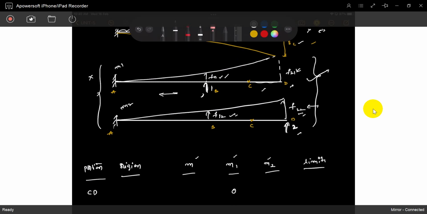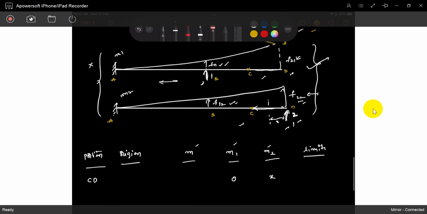If you take M2 in this location, if you apply a load here, what is the bending moment in this location? If you apply a 1 load, what is the bending moment? This location is x, 1 into x. That's it, P into x. That is the bending moment. Later we have to integrate it. That's it. M2 is x. Limits C to D: D is the origin, so from D to C, 0 to 1.5. Just write the bending moment of that portion; I will apply limits later. Okay? That's it.